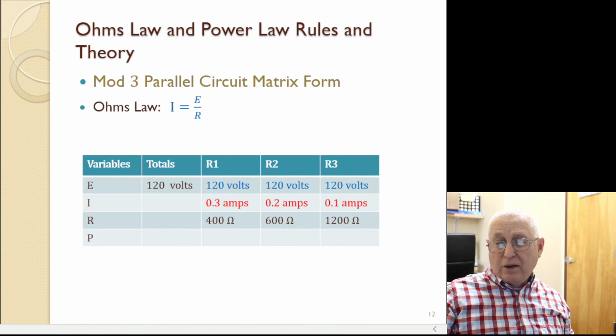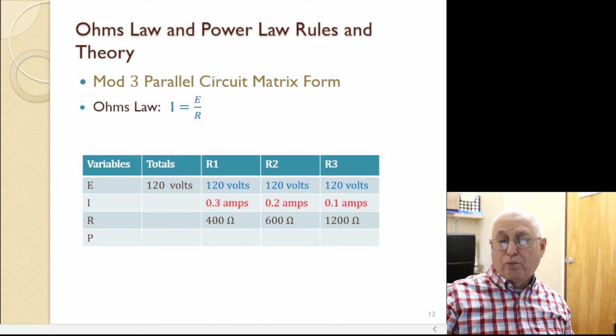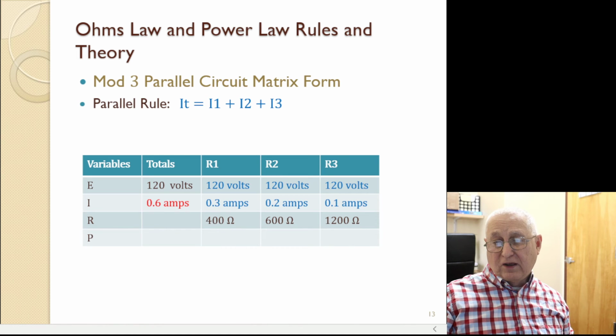We have E divided by R equals I. 120 divided by 400 equals 0.3. 120 divided by 600 equals 0.2. 120 divided by 1200 equals 0.1. Amperage is the sum of all the amperages, so 0.1, 0.2, 0.3 is going to give us this value. We just have to add it up, and it is 0.6.